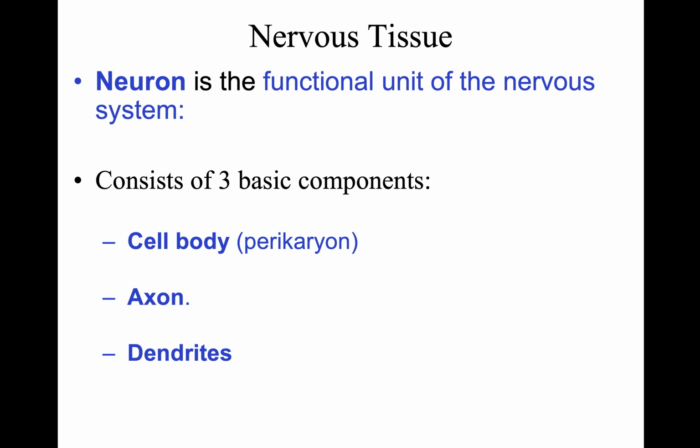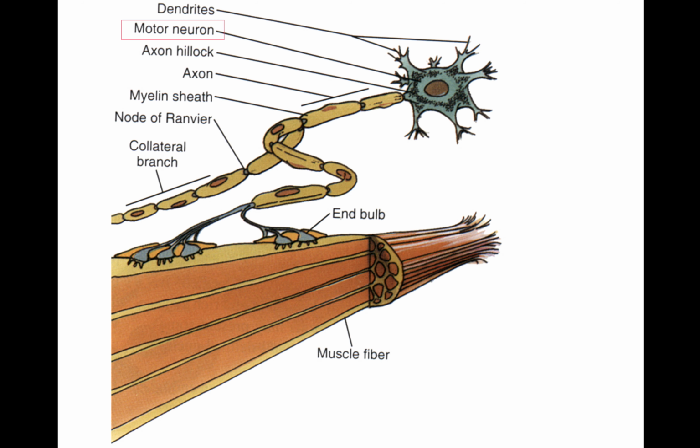We start with the neurons. As I said, this is the functional unit of the nervous system, which is the smallest unit that can perform a function. It consists of three basic components: the cell body, which is the perikaryon or the soma, the axon, and the dendrites. We can see here this is the cell body, here we have the dendrites, and here we have one axon, and we can see the axon extends toward the effector organ, for example here the muscle cells.